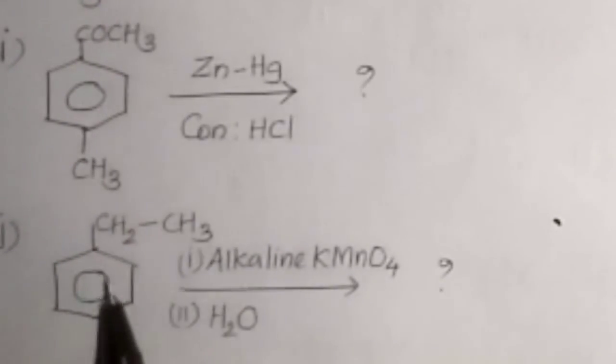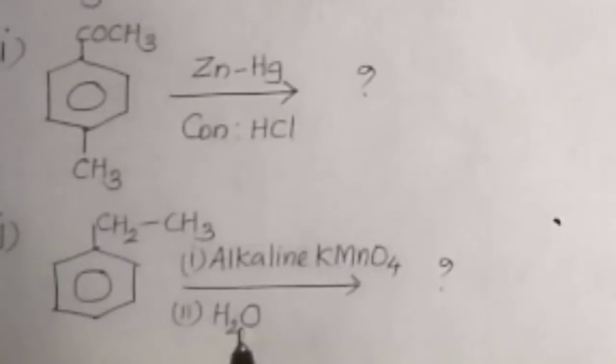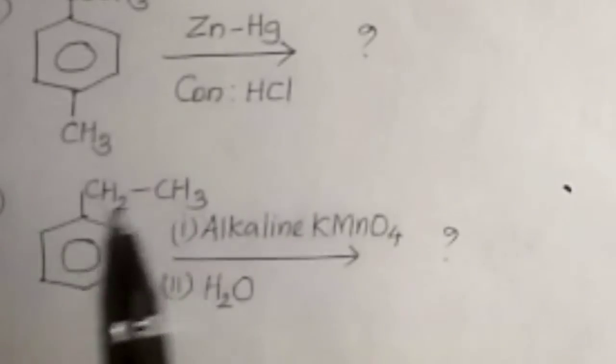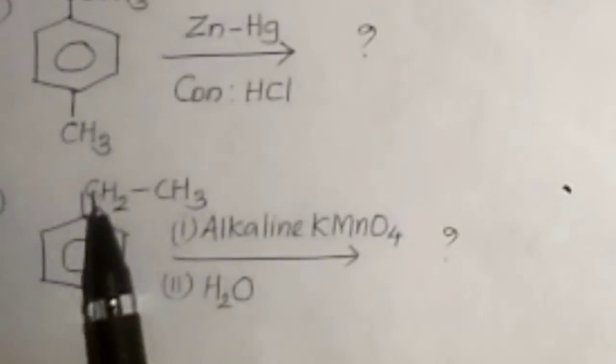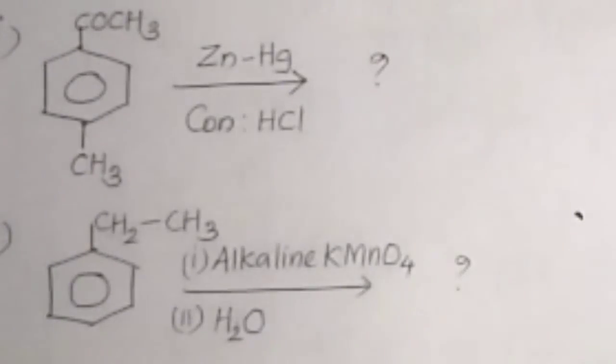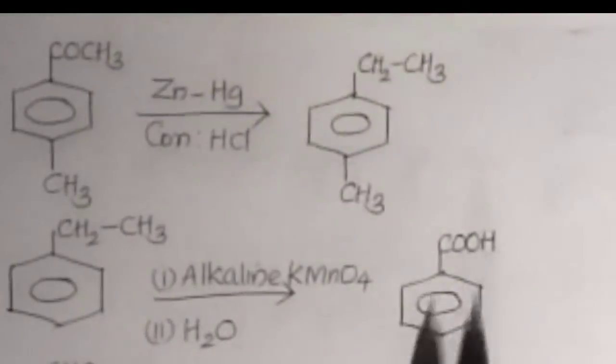Ethyl benzene. Ethyl benzene on oxidation followed by hydrolysis. You know, any alkyl group present in the benzene ring is oxidized only to benzoic acid. The answer is benzoic acid.